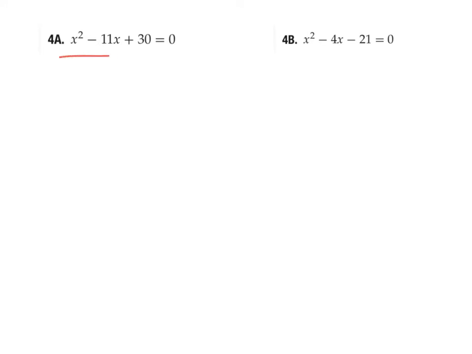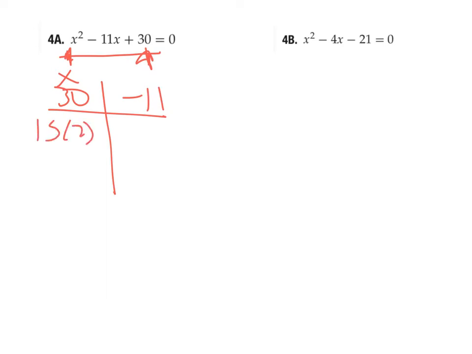The next type of trinomial is when this number is not a perfect square and there's no leading coefficient. So we do this method: what factors of 30 when multiplied add up to a negative 11? So we have to think about what numbers multiply to give us 30. So 15 and 2 give us 30, but when I add those I get 17. 6 and 5 give us 30 and add up to 11, but I want a negative 11. So I need to make both the 6 and the 5 negative, which still gives me a positive 30, but when I add it I get a negative 11.